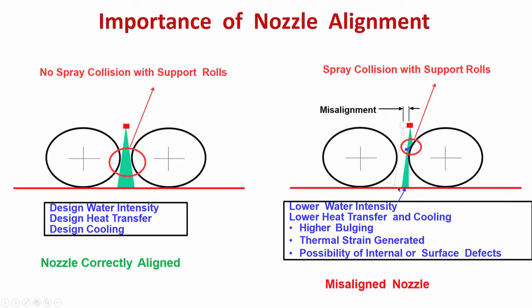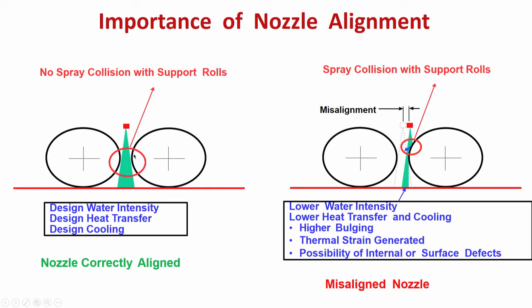Why internal defects? There is a possibility of bulging here because it is less. So, bulging will create internal cracks. Also because of non-uniform cooling, there may be reheating cracks on the surface. So, possibility of internal or surface cracks.